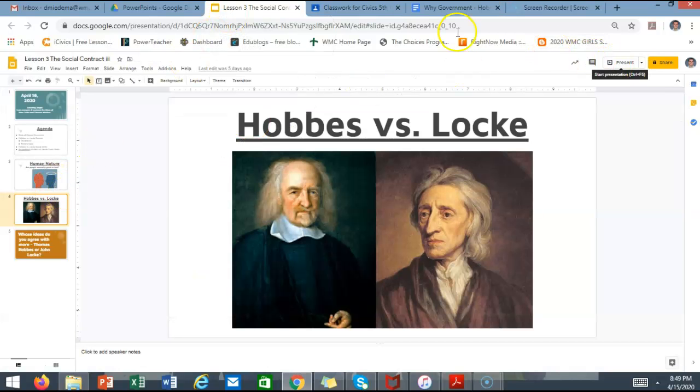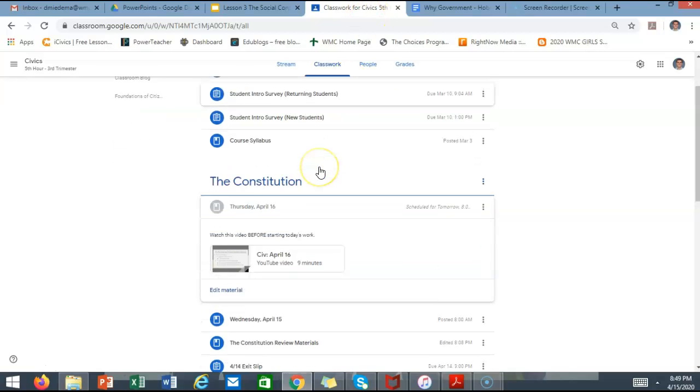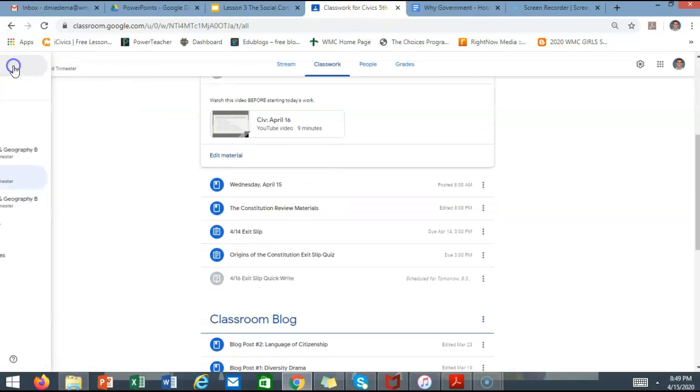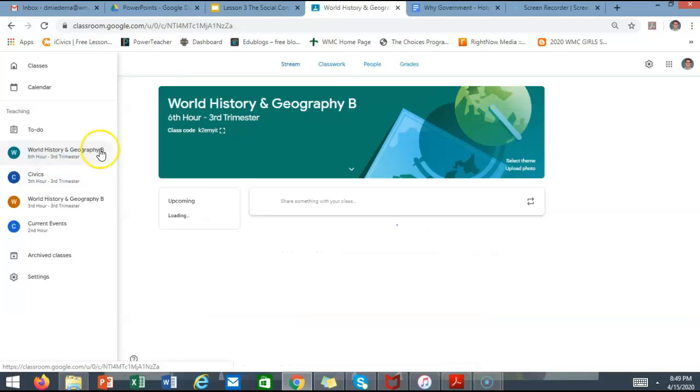So second thing you will need to do on Google Classroom, this will get posted. Oh, I'm in my civics class. We'll go to 6th hour.